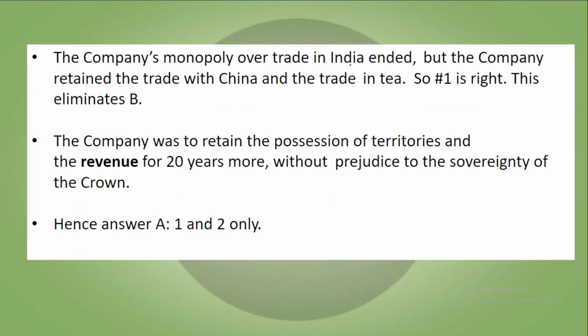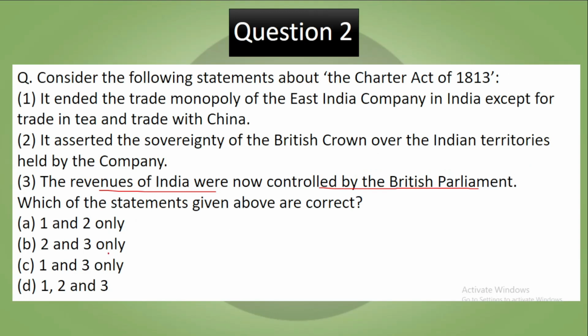The company's monopoly over the trade in India ended, but the company retained the trade with China and the trade in the tea. Therefore, statement first is correct. Then the company was to retain the possession of territories and the revenue for 20 more years without prejudice to the sovereignty of the crown. Therefore, you can eliminate the statement third. By elimination, you get your answer as A.